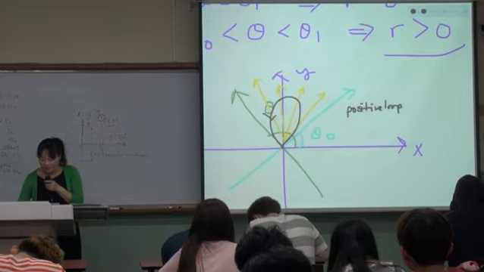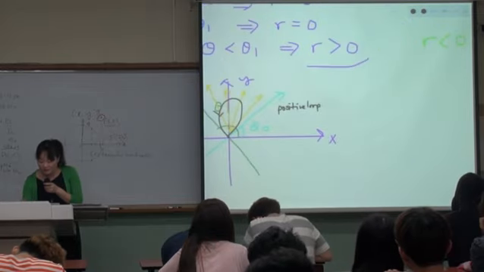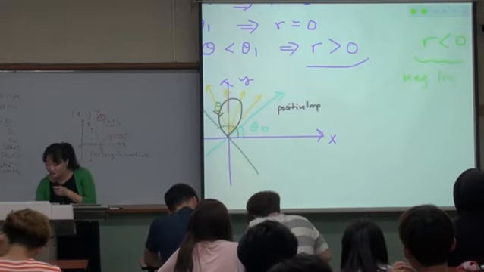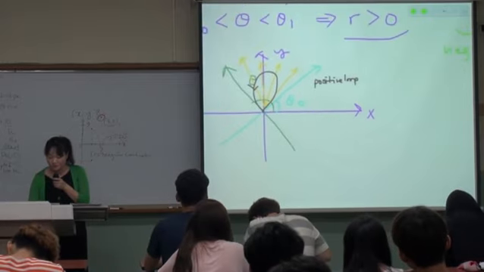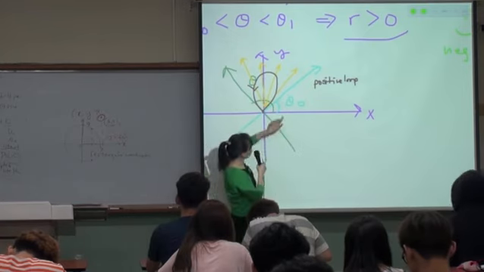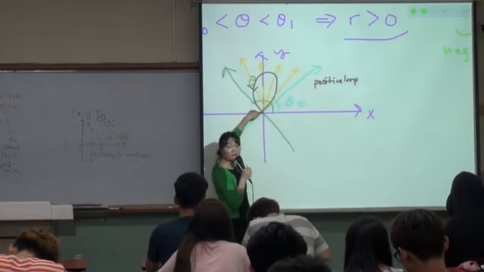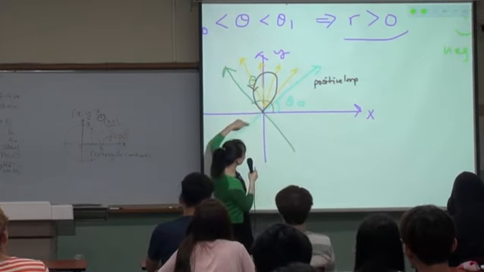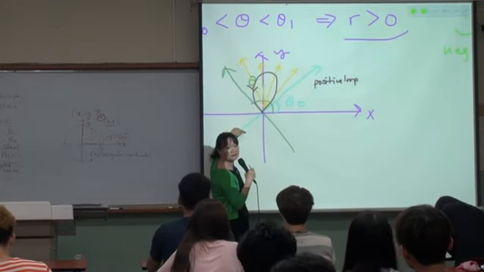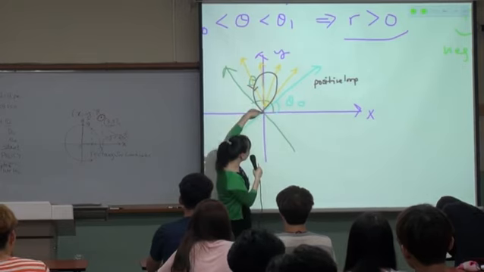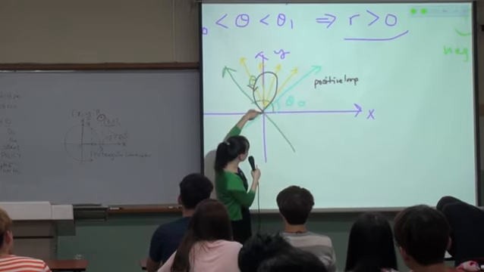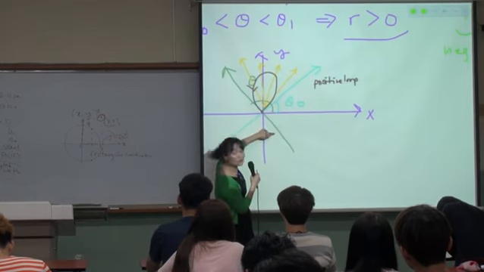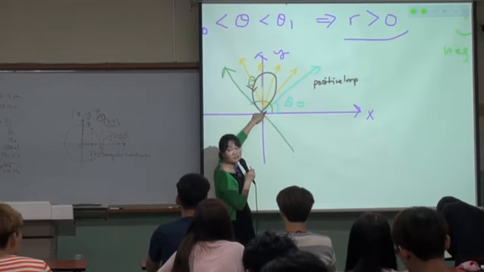Okay. When r is less than 0, let's look at this. When r is less than 0, then we get a negative loop. Okay, so let's draw the negative loop. So at theta 0, it is 0. As theta increases, my point should be on the opposite side. So it is 0 here. As theta increases, my points should be on the opposite side. And then, again, come back to 0 like this. That's a negative loop.